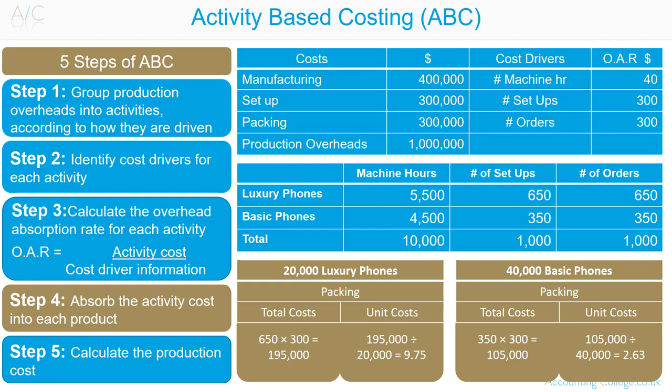For packing of luxury phones, take the 650 orders to make luxury phones. Multiply this by the overhead absorption rate for order costs, which is $300. To get the per unit cost, divide this by the number of units produced, which is 20,000. For packing of basic phones, take the 350 orders to make the basic phones. Multiply this by the overhead absorption rate for order costs, which is $300. To get the per unit cost, divide by the number of units produced, which is 40,000.